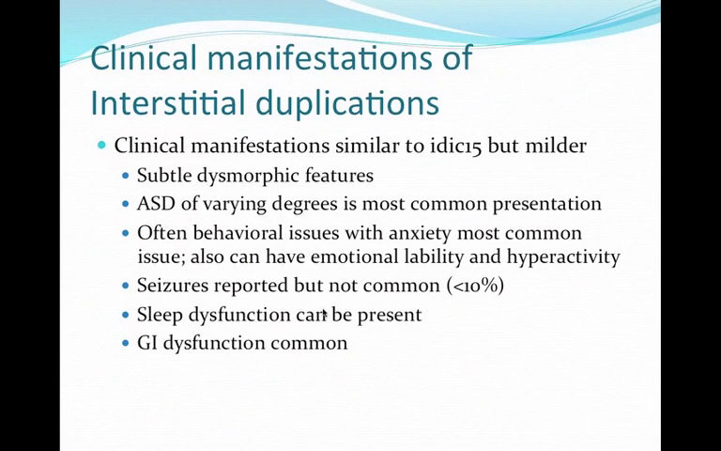Sleep dysfunction, again, can be present just like in the kids with isodicentric, and also GI dysfunction is common. We're in the process of trying to publish a study looking at it, and really the interstitial duplications tend to have as much constipation and reflux as the isodicentrics.